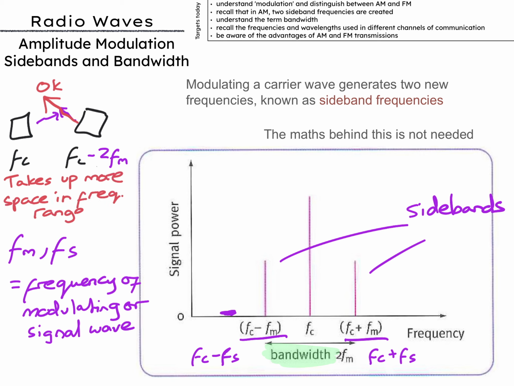Now this is one reason why we want to use very high frequency carrier waves. Modulating a 40 kHz carrier wave with a 20 kHz signal would pretty much take up all the space. But modulating a 40 GHz carrier wave with that same 20 kHz signal would hardly affect the bandwidth at all. It's all relative.